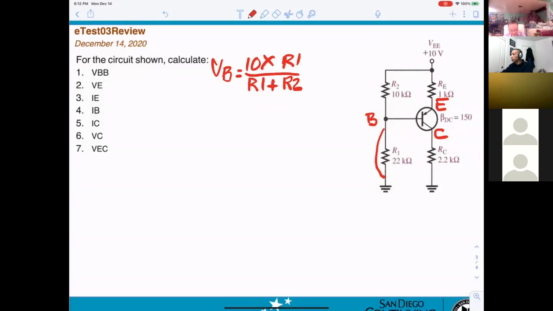So what VB do you get? I got 6.875 volts. Okay, one gets 6.8. If you do not get the same, let me know. Otherwise, you can get everything wrong. I also got 6.87. Perfect. So that is correct.